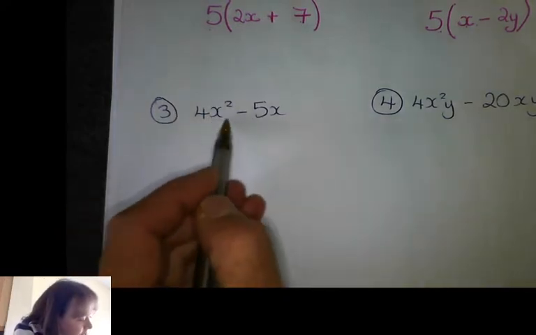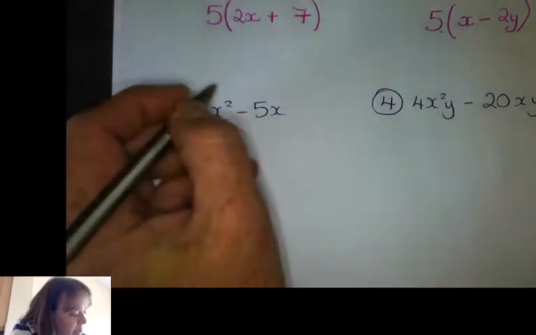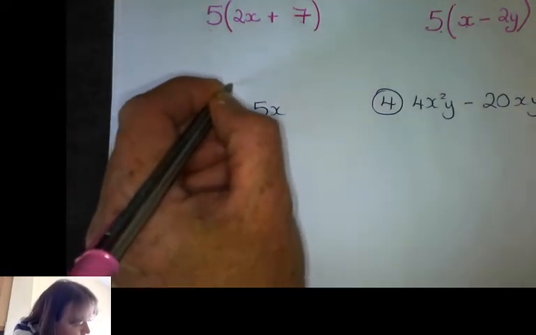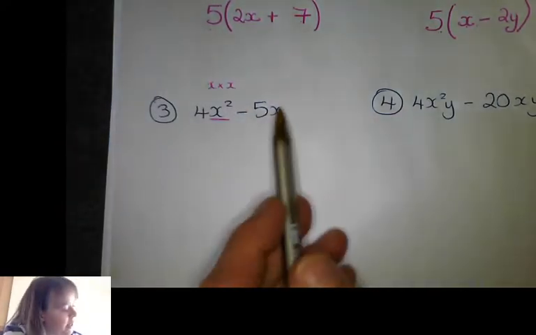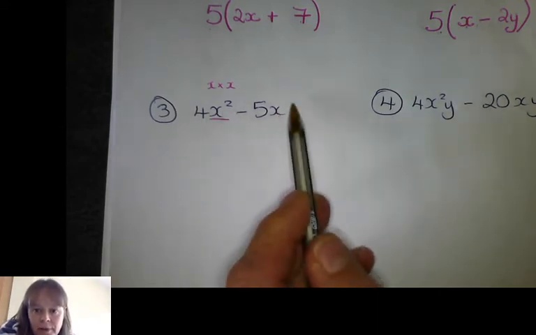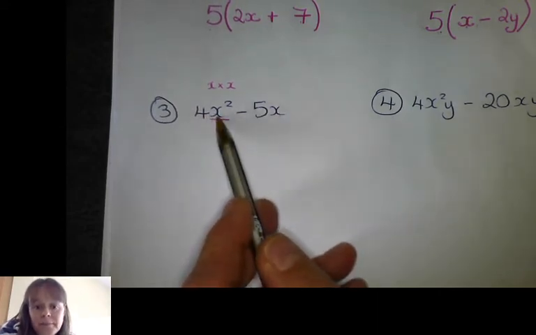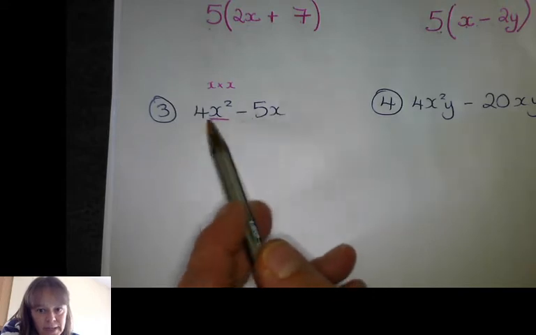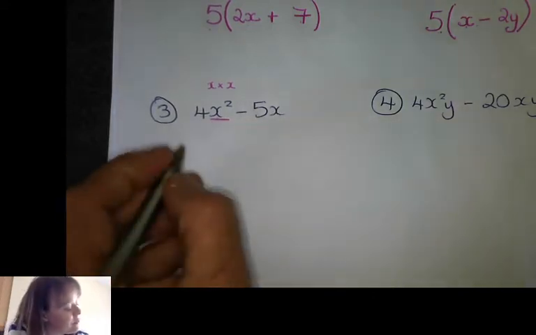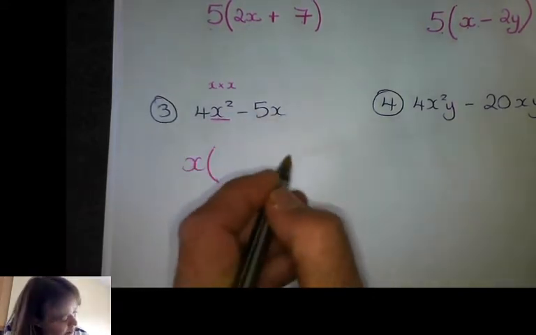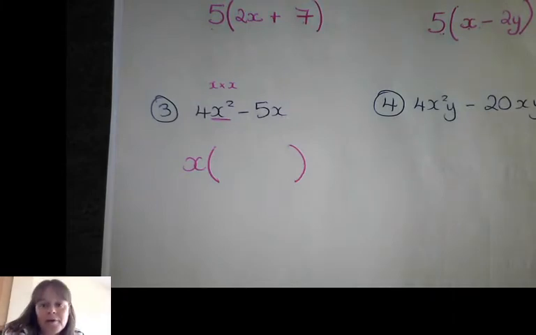But look at this. There's an x squared here. Remember that we talked about on the last one just meant x times x. And there's an x here. So both of these terms can be divided by x. So I'm taking one of those x's out the front of the brackets. And then I need to think about what goes in the brackets.